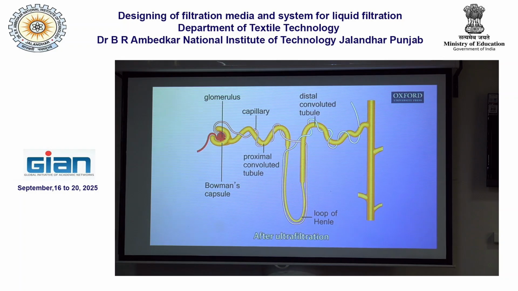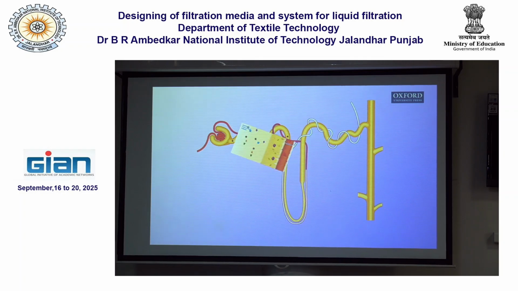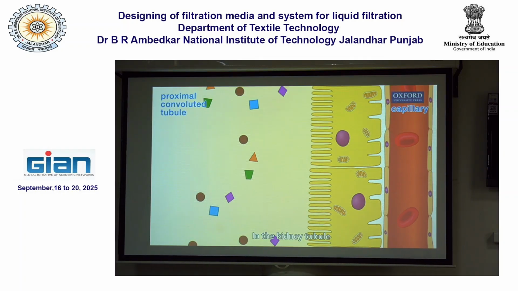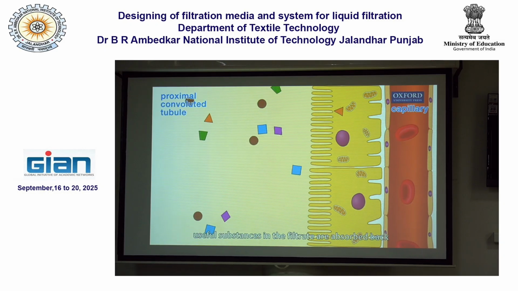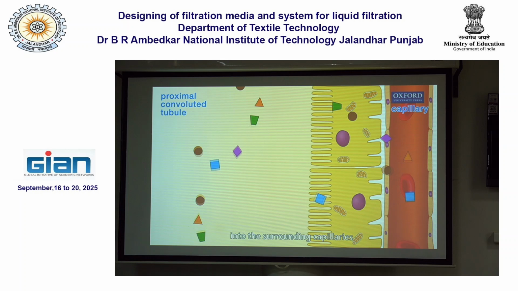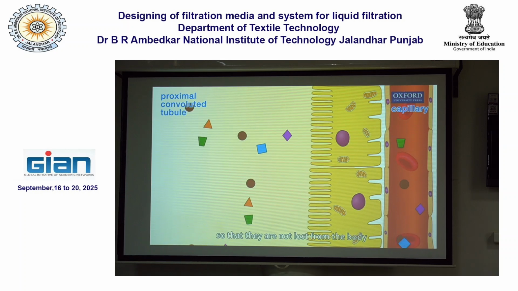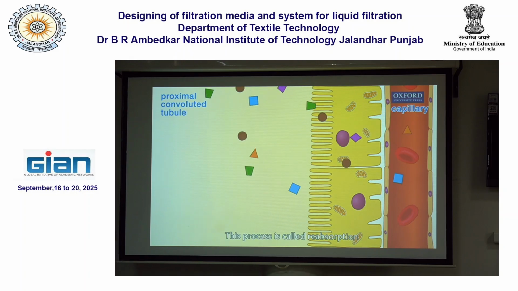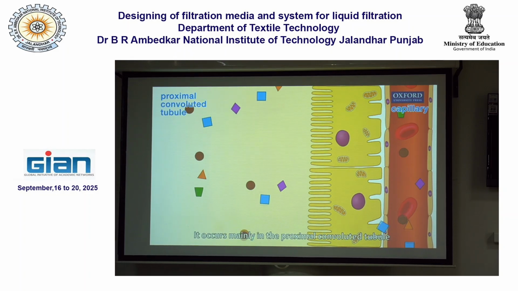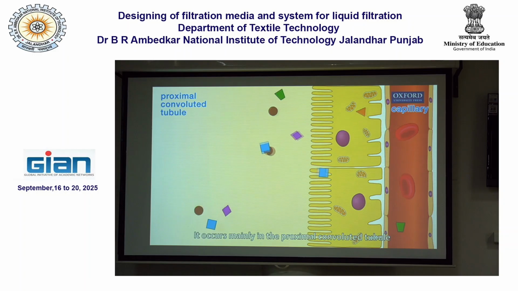After ultrafiltration, the glomerular filtrate flows through the kidney tubule. In the kidney tubule, useful substances in the filtrate are absorbed back into the surrounding capillaries so that they are not lost from the body. This process is called reabsorption. It occurs mainly in the proximal convoluted tubule.